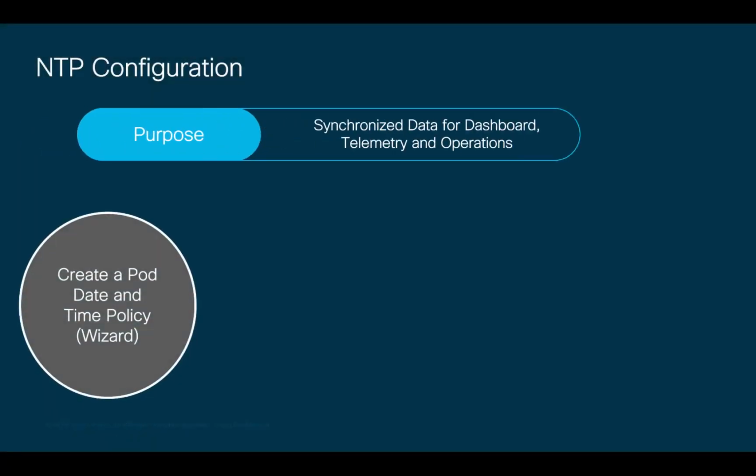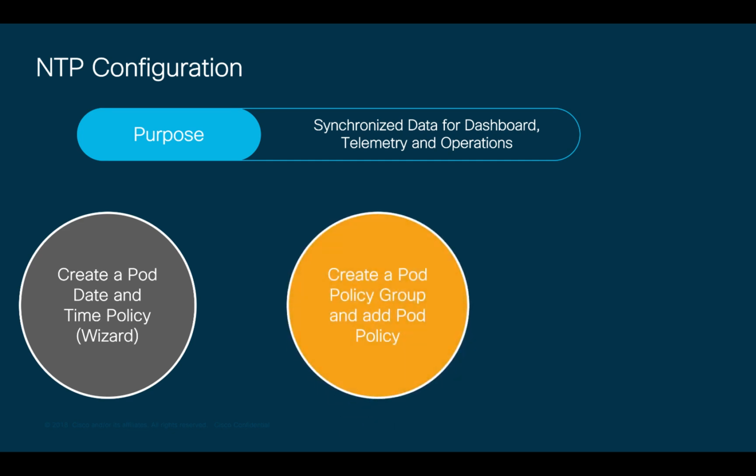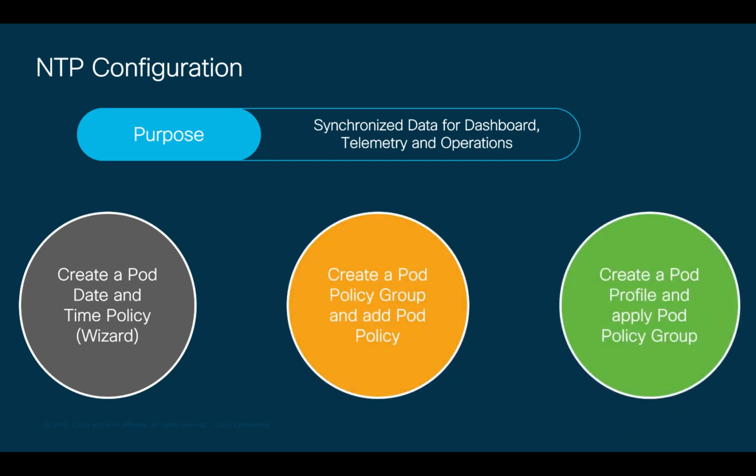We also need to make sure time is synchronized across our fabric. Therefore, NTP should be configured in ACI. We will do this in 3 steps. First, we will create a pod date and time policy using the wizard. Then, we will use that policy in a pod policy group. And finally, we will create a pod profile that will use that policy group, which includes our NTP policy.